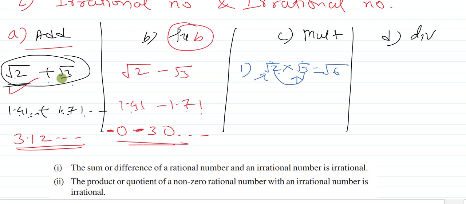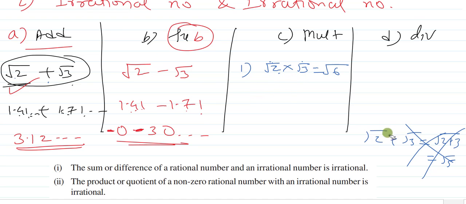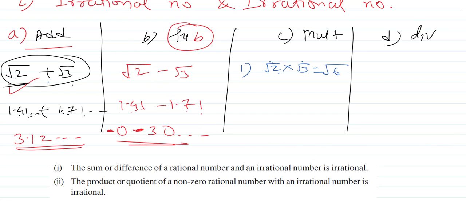Some students start like this. If root 2 plus root 3 is there, some students write 2 plus 3, root 5. This is wrong. This will only happen with the laws of indices. I believe you have done this in your 8th standard. Only in multiplication and division you can combine the power.